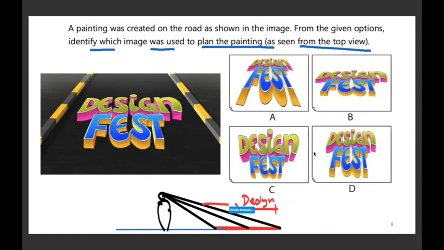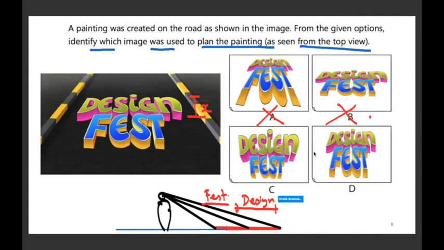The front, lower part comprises the word fest. Design will have maximum distortion. So in terms of height, if this height is x, then the actual plan view will be bigger than x and not smaller than x. In the case of options A and B, it is less than x. So A and B are wrong.